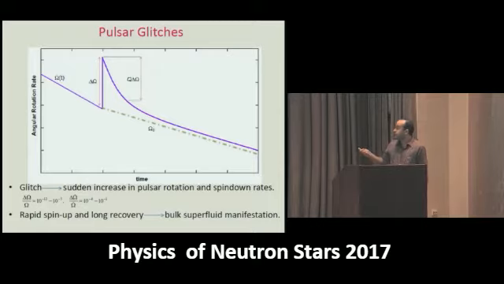Rapid spin up and comparatively long recovery indicate that there is a bulk superfluid in the neutron star, because in normal matter interactions, large and sudden spin ups should be followed by sudden decreases.